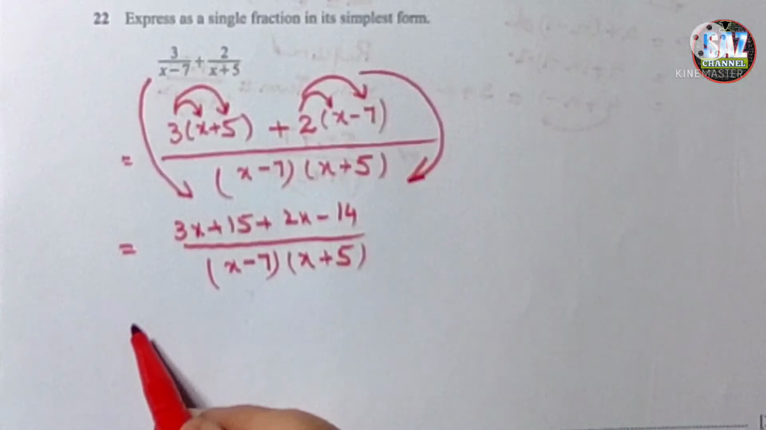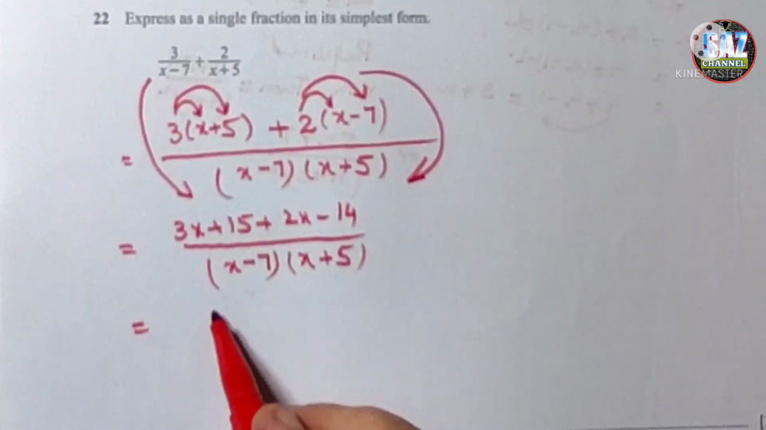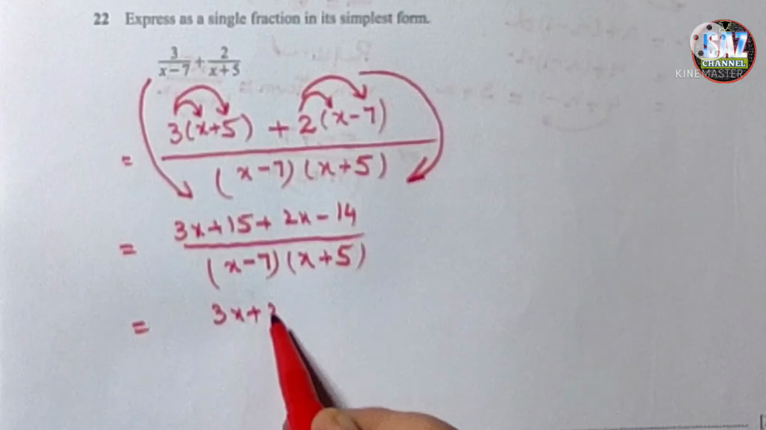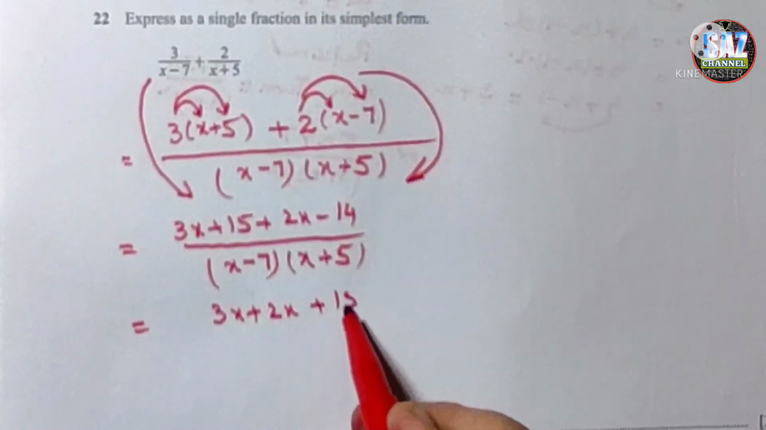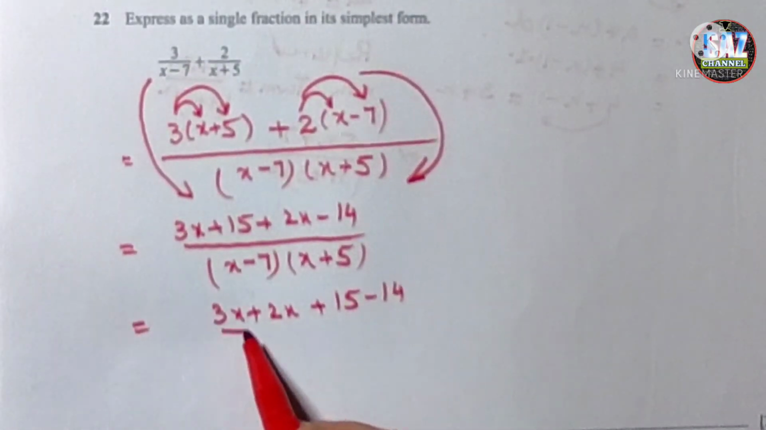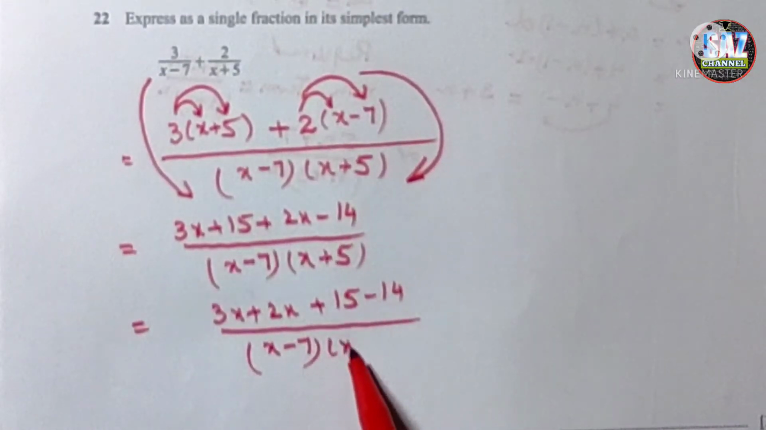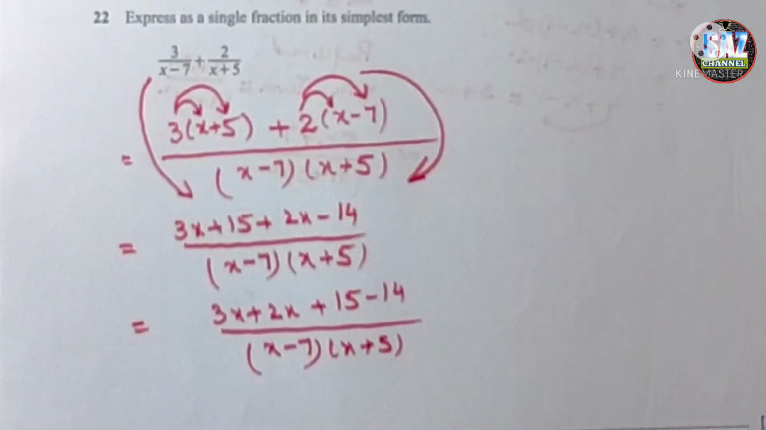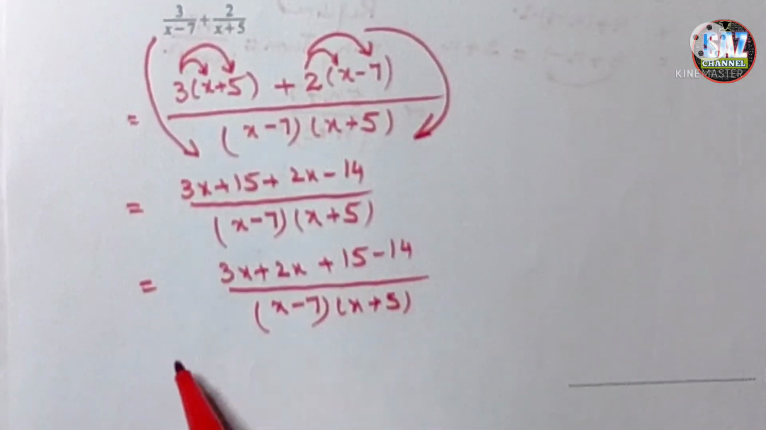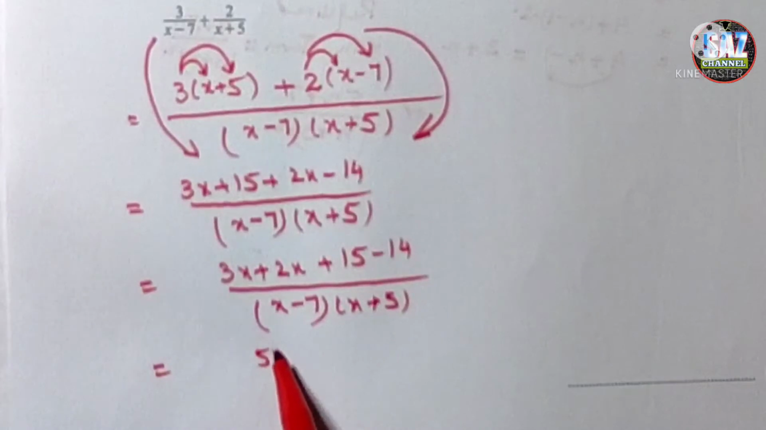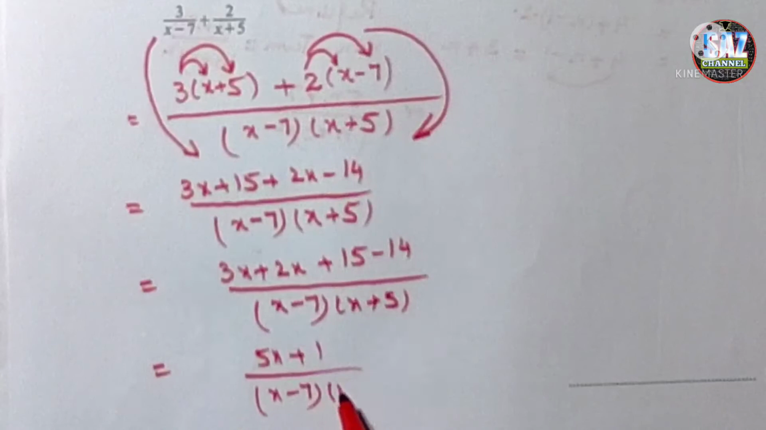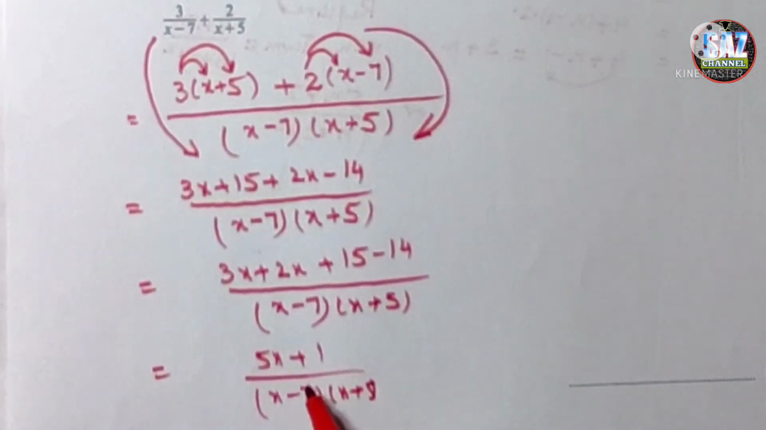Now what we have to do is write all the like terms together. 3x plus 2x plus 15 minus 14 upon x minus 7 into x plus 5, and this will become 5x plus 1 upon x minus 7 into x plus 5. Really easy question. And let's move to the next question.